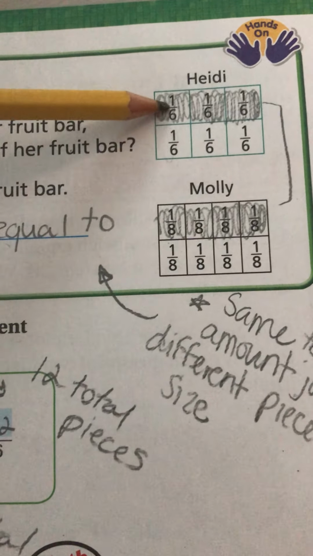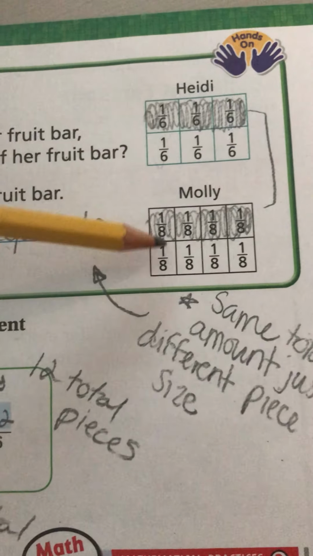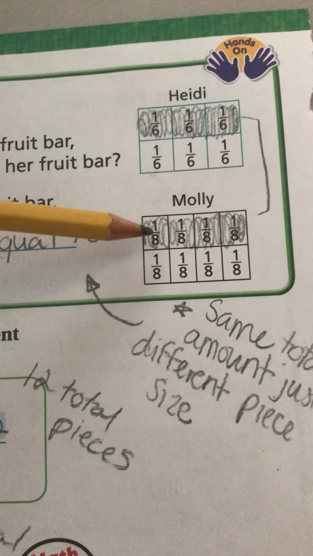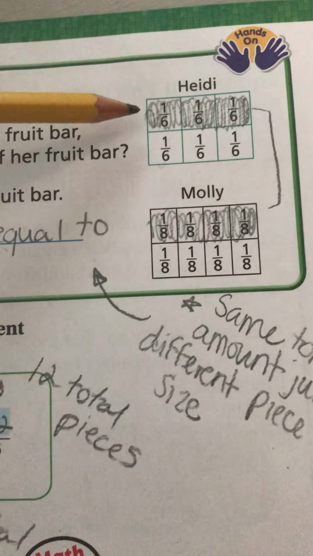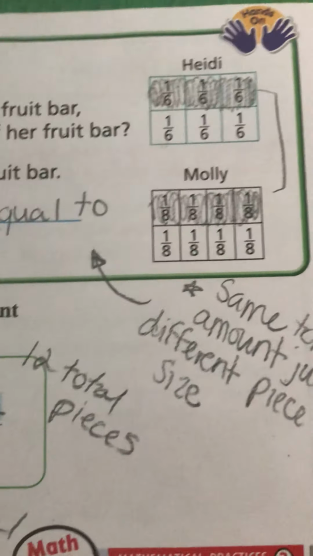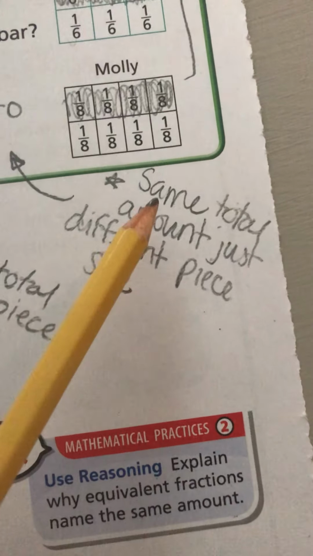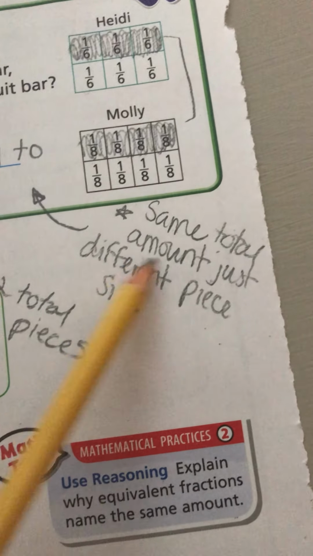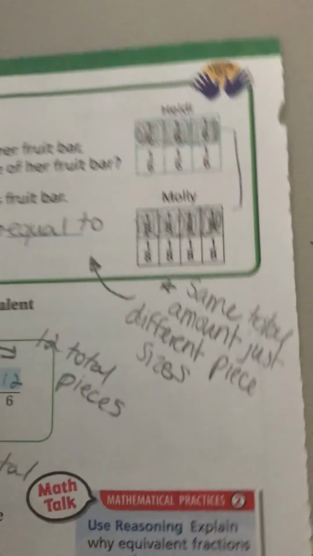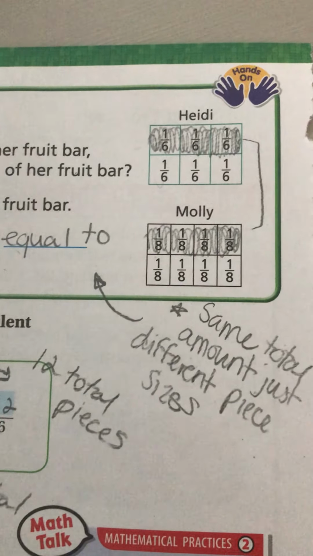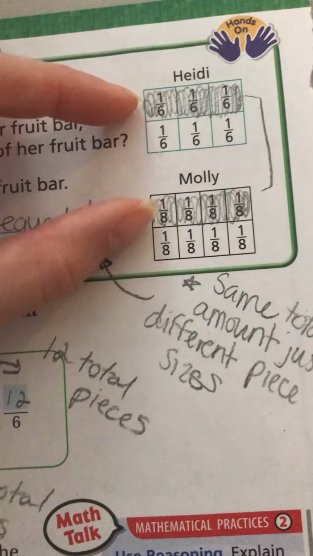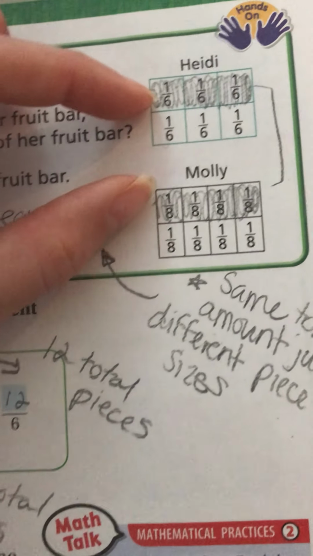Now if I shade 3/6, that's half. If I shade 4/8, that's also half. So this is a half, this is a half. They're equivalent. I wrote this little note for myself. I said, they're the same total amount, just different piece sizes. Same total. You can see it, right? You can see that these are the same amount taken up.